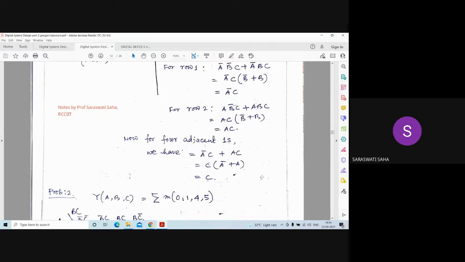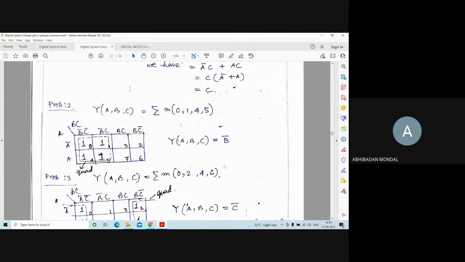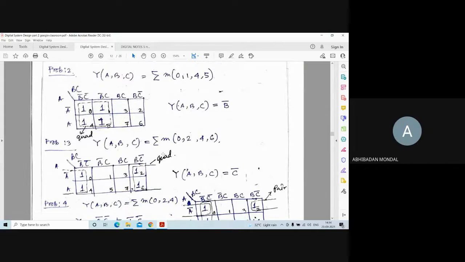Have you got the result? Yes, ma'am. B bar. Okay. Now, see, for 0, 1, 4, 5. First thing is, if it is given Y equals summation of min terms, not ABC, then the maximum value is 5, and if we represent 5 in binary form, it is 101. So it will be 3 input variables. The circuit has 3 input variables ABC.